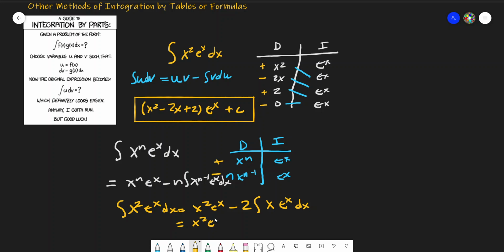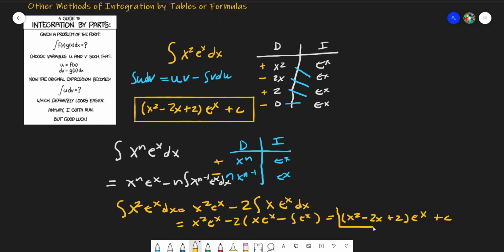So we have x squared e to the x, and then from there we have minus 2 times, okay, so we have to use the integration by parts formula again, which in this case gives x e to the x, and then minus the integral of e to the x. And then of course we just have to finish by integrating e to the x, which gives us basically x squared minus 2x plus 2, and then we integrate the last term, as we mentioned, as e to the x plus c.